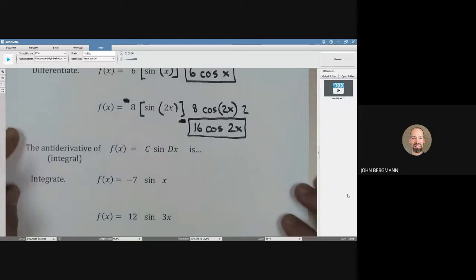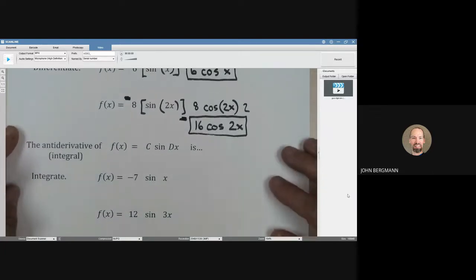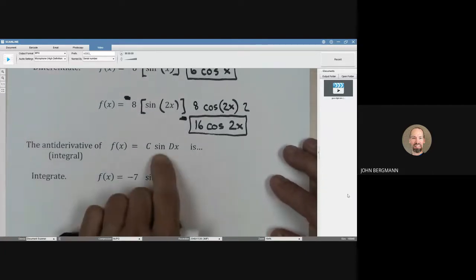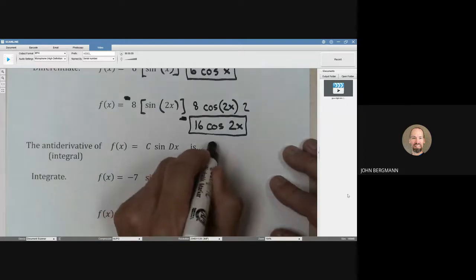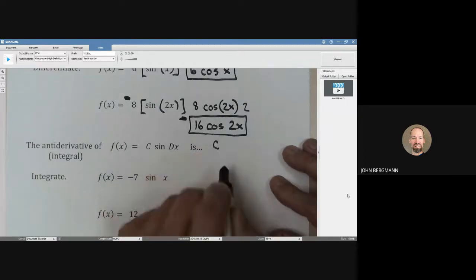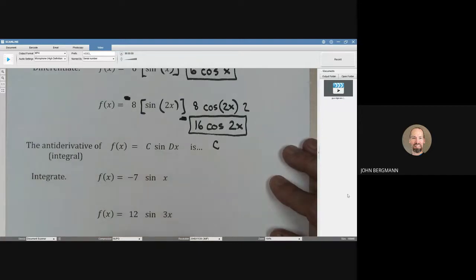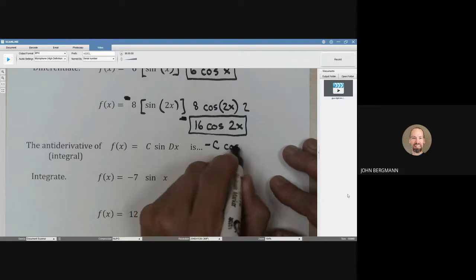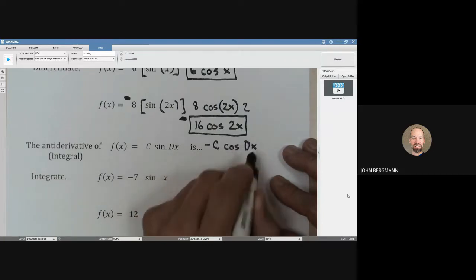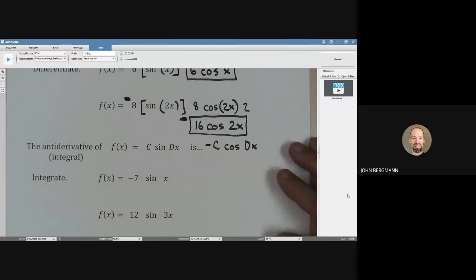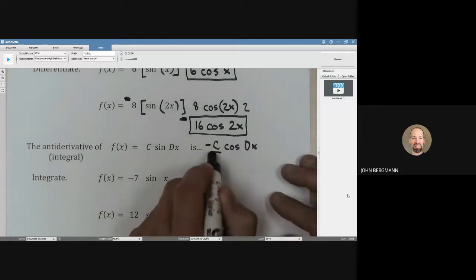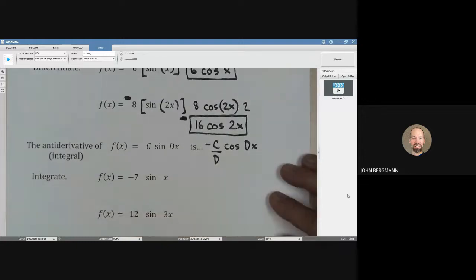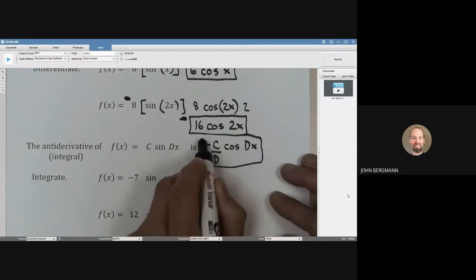What if you take the antiderivative? With the antiderivative, when you integrate sine, the constant c is going to stay the same. When you integrate sine, you get the opposite of cosine. So I'm going to put that negative sign out there, and I'm going to say cosine of that thing. And when we were integrating polynomials, we had to divide by the new power. It's kind of like that here. We have to divide by the derivative of what's inside here. So that's the pattern that we follow there.